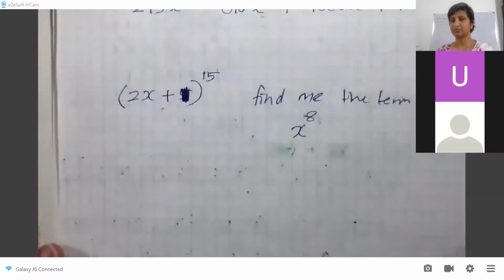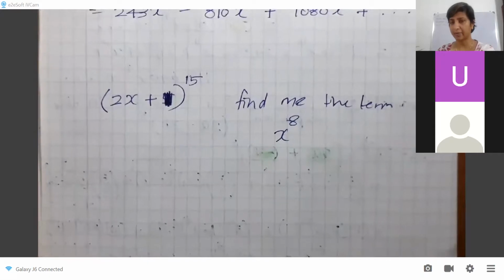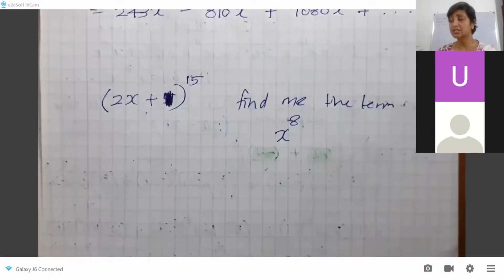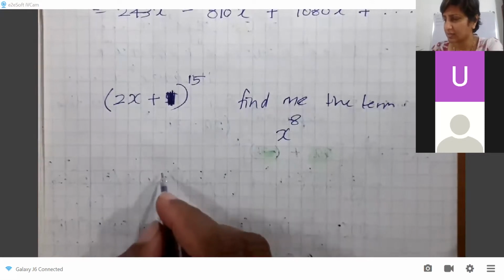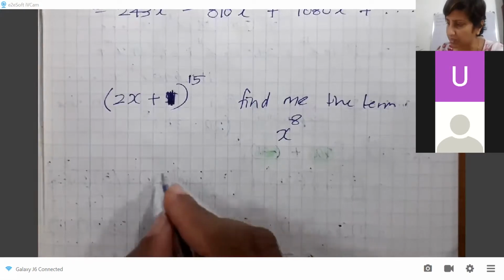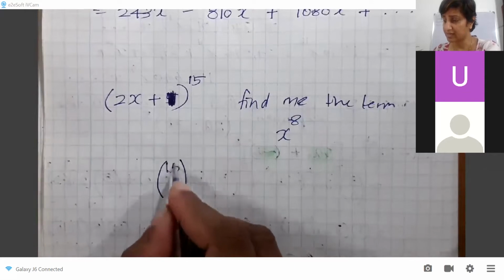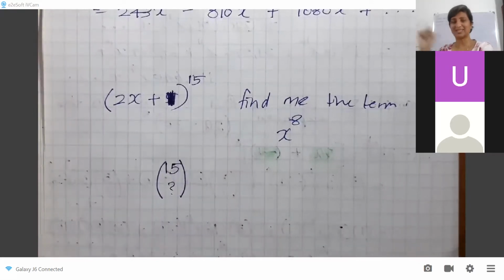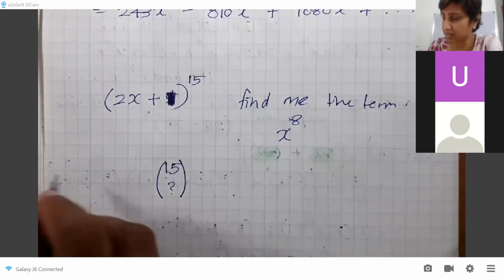I have to figure out the term in this expansion that will result in x to the power of 8. So I can begin like this, don't you think? Whatever that term is, that term will also have three parts in it. It will have the binomial coefficient. And so it will be 15 and something. Without knowing where this term is, I don't know what that bottom number is, so let me put a question mark there.